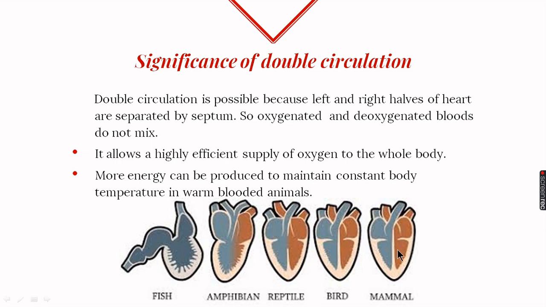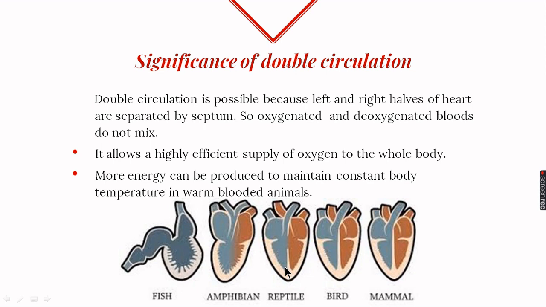It is for the reason that birds and mammals both are warm-blooded animals, and they need lots of energy to maintain their constant body temperature. While amphibians and reptiles are cold-blooded and need not spend energy for maintaining their body temperature. As a result, they can easily do with a lesser amount of energy, but this would not have been possible for birds and mammals. So the significance of double circulation is that it allows a highly efficient supply of oxygen to all the parts, and it provides the energy which is required to maintain the constant body temperature in warm-blooded animals.